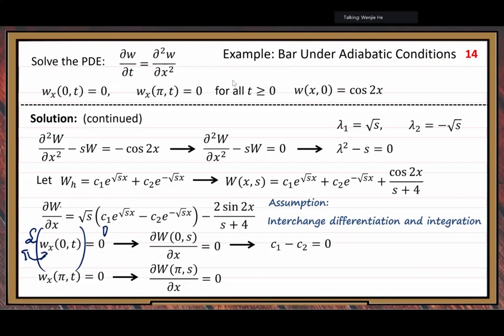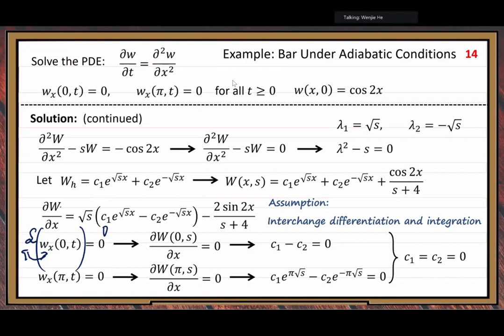So we get this case. We plug in x equals pi. The sine term is also gone. So this time we get the second equation. We use these two equations, and we can find C1, C2.